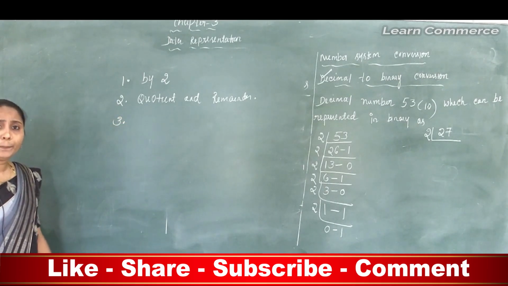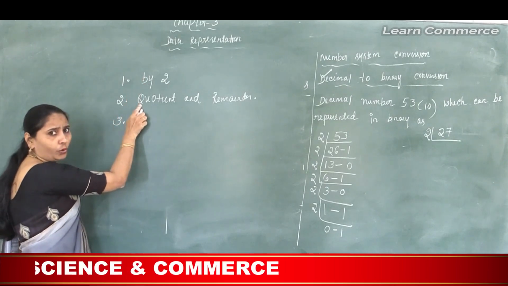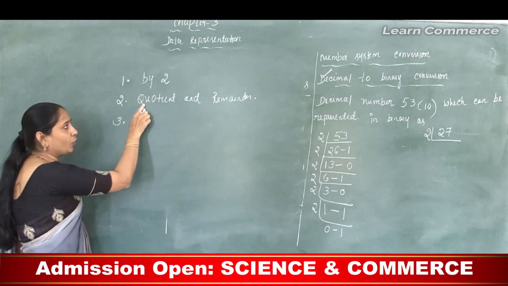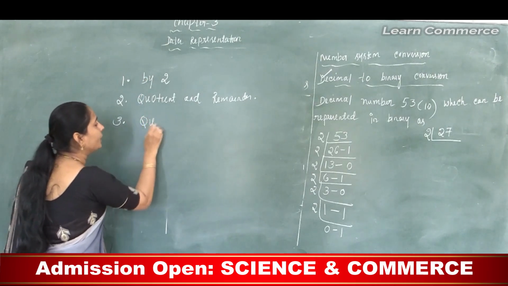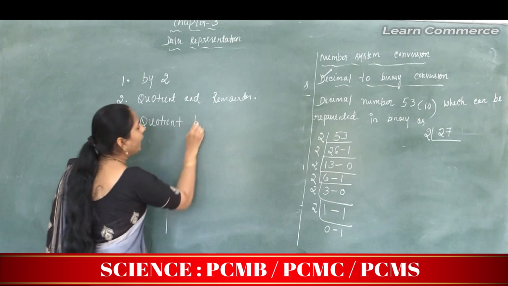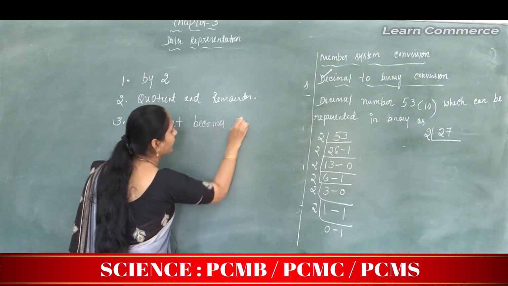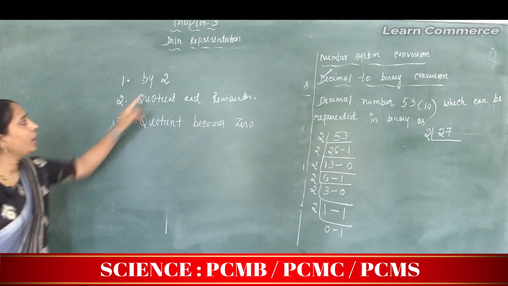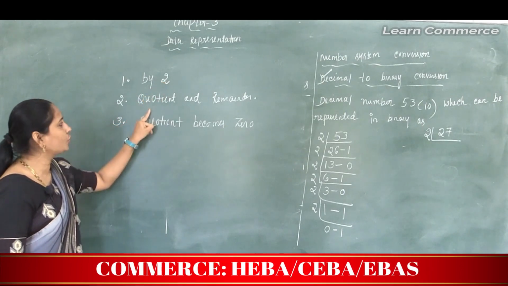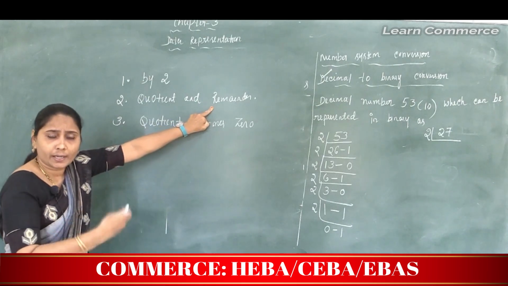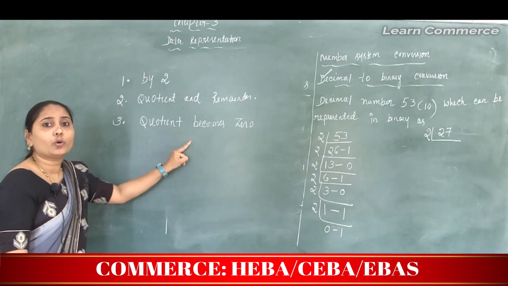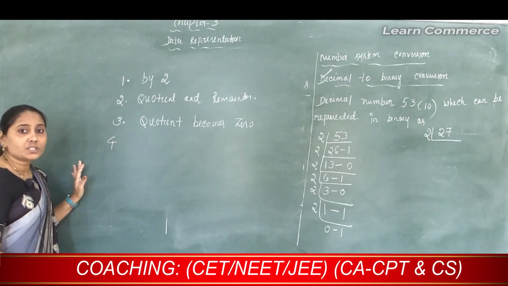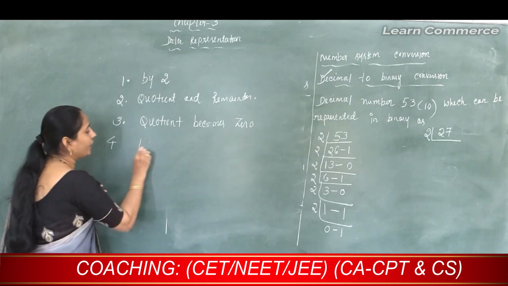Step 3, repeat step 1 and step 2. Again and again you have to repeat step 1 and step 2 until the quotient becomes 0. Clear this point? We have to continue dividing and noting the quotient and remainder until the quotient becomes 0. And next, the first remainder will be our LSB.